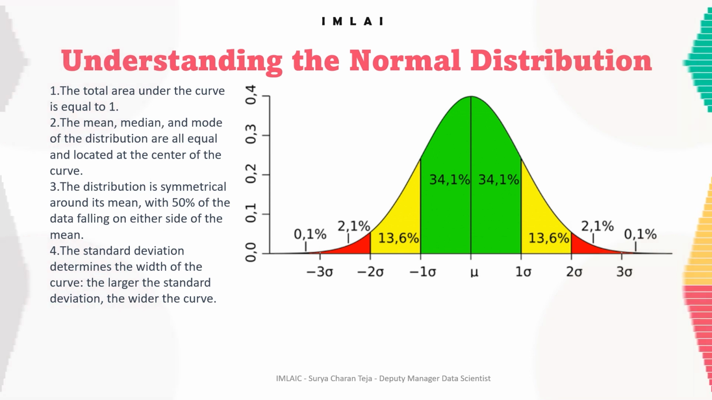As I have told you before, the normal distribution, also known as the Gaussian distribution, is a continuous probability distribution that you can clearly see. What you see on the screen is 0.1 percent, 2.1 percent, 13.6 percent, 34.1 percent, and then it repeats, and at the center 50 percent. What is this? This is probability. What you see on the y-axis is the probability, and what you see on the x-axis is your mean and then standard deviations.